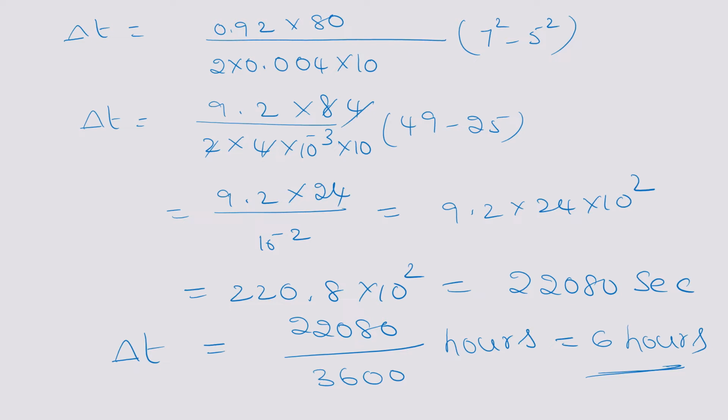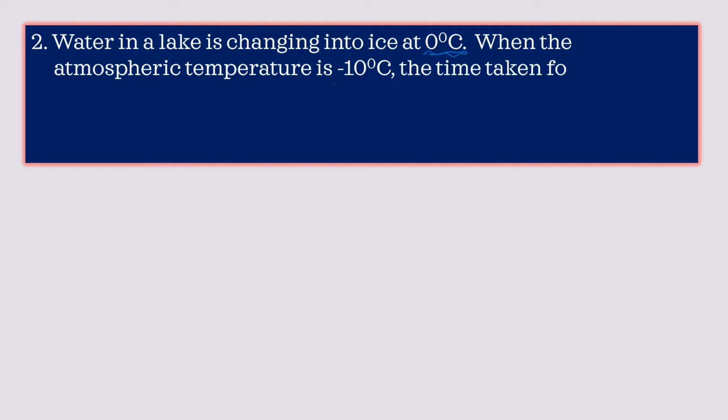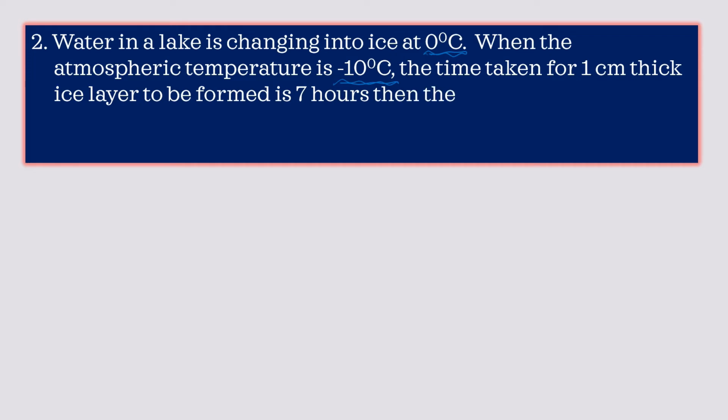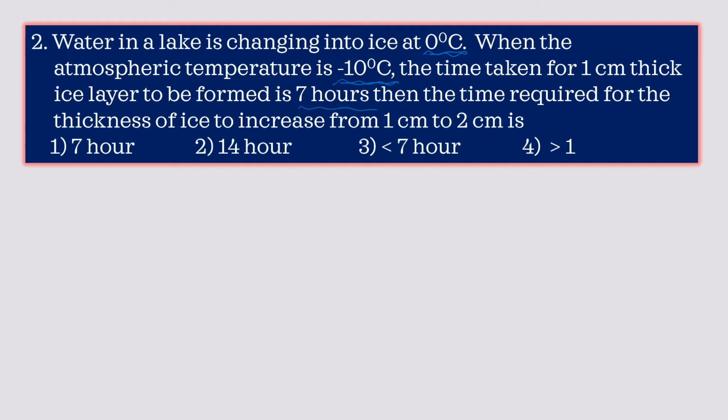Now we will go to the next question. Water in a lake is changing into ice at 0 degrees centigrade. When the atmospheric temperature is minus 10 degrees centigrade, the time taken for a 1 centimeter thick ice layer to be formed is 7 hours. Then the time required for the thickness of ice to increase from 1 centimeter to 2 centimeters is. Now let us go to the solution.